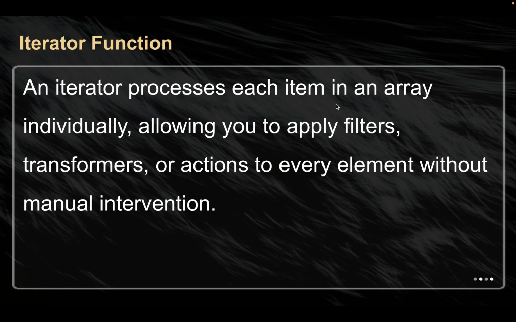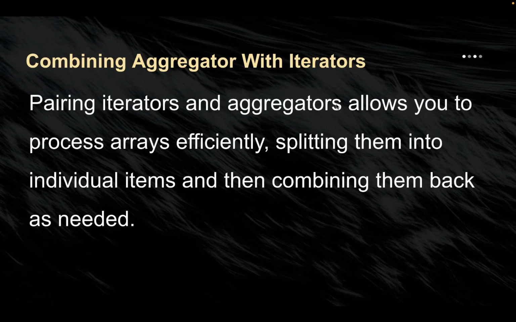There are a lot of use cases you will come across that you need to split an array into multiple items or combine multiple items into a single array. So as the case may be, you would know either to use an aggregator or to use an iterator. Different scenarios require different methods. So whatever situation you find yourself in, you should think thoroughly on which of the approach to use. Now, pairing iterators and aggregators allows you to process arrays efficiently, splitting them into individual items and then combining them back as needed. So let's head back to make.com to add an iterator to the scenario.